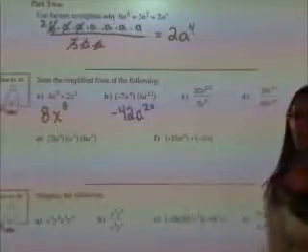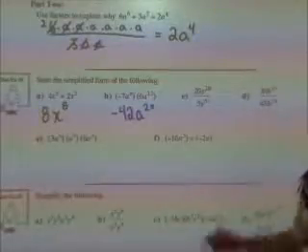Okay. If I have 20y to the power of 20 divided by 5y to the power of 5, what would I get for an answer? Connor. Y to the power of 15.